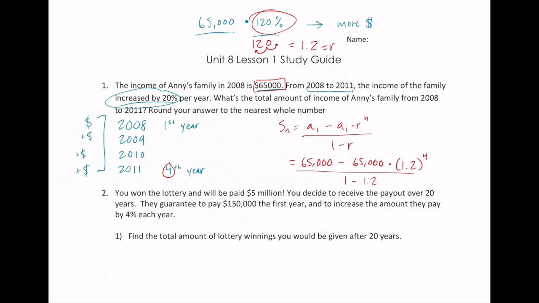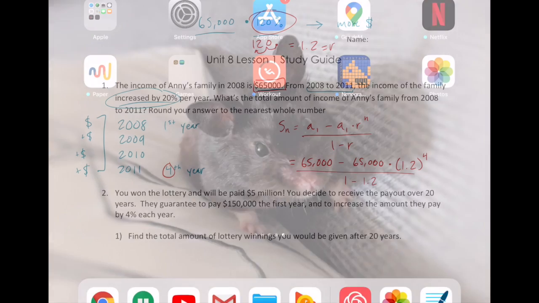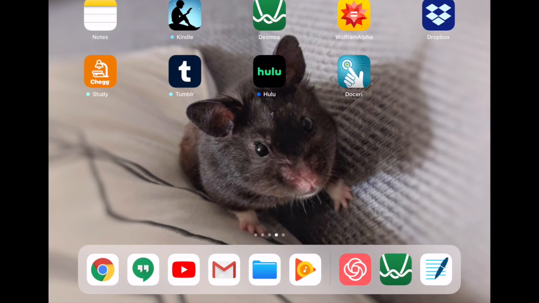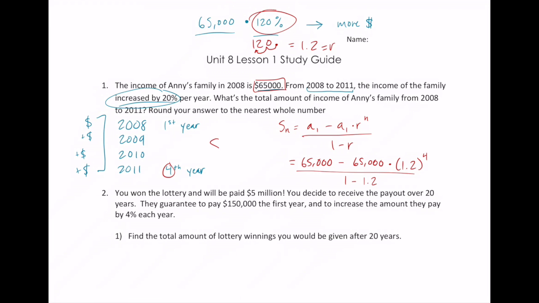Okay, we want to take this information and put it into Desmos. So we have the $65,000 minus $65,000 being multiplied by 1.2, and that 1.2 is raised to the fourth power. Then on the bottom of our fraction, we have 1 minus 1.2. All right, so here's our answer, $348,920. So $348,920 is our answer.